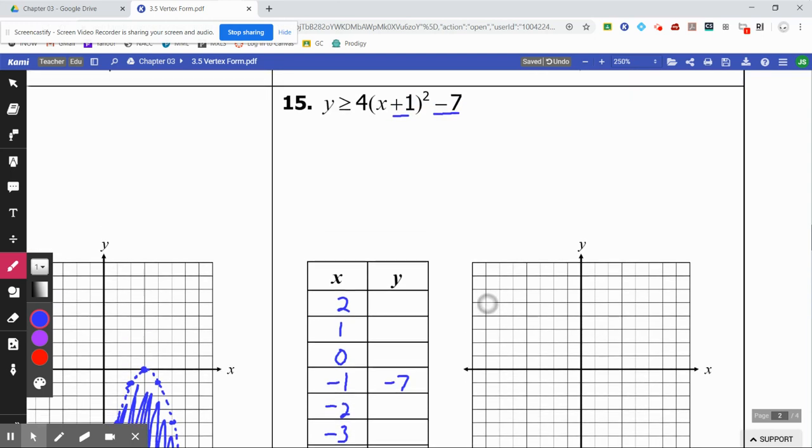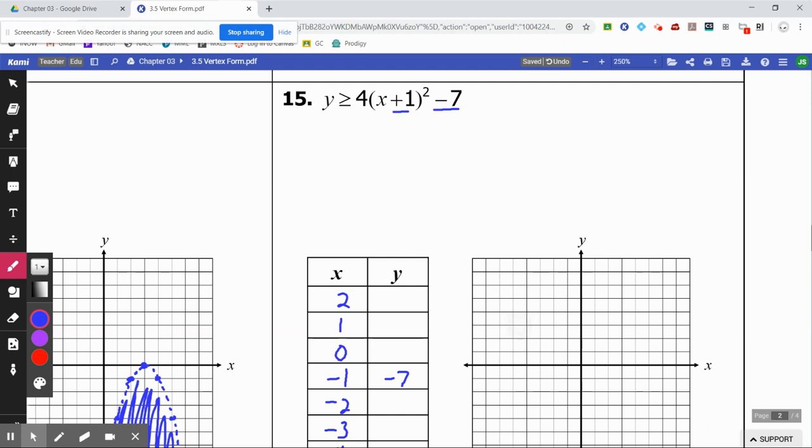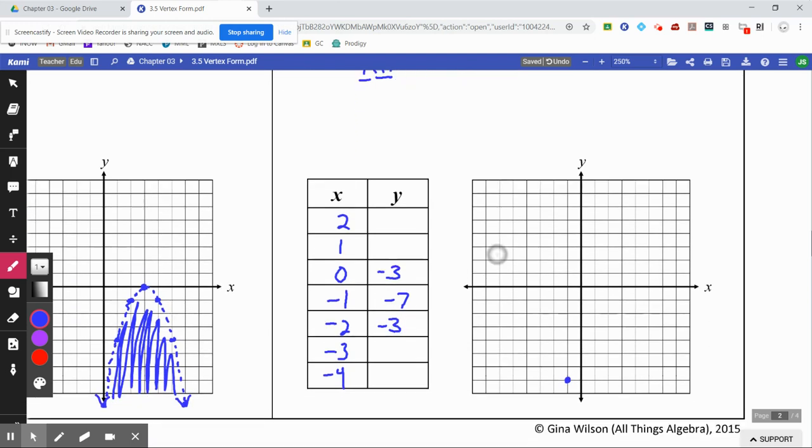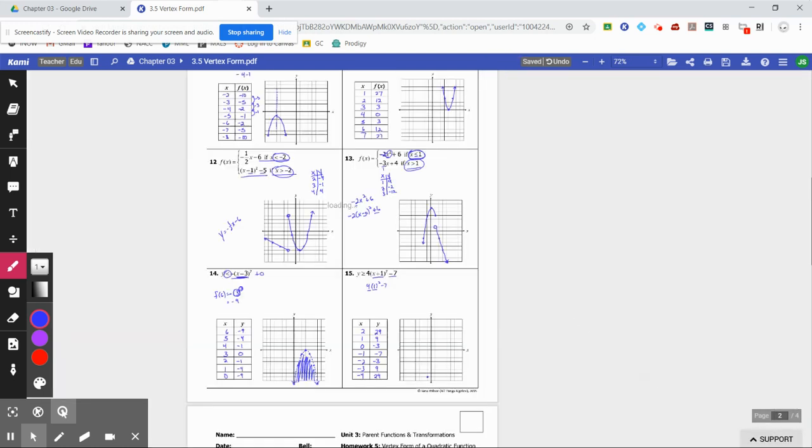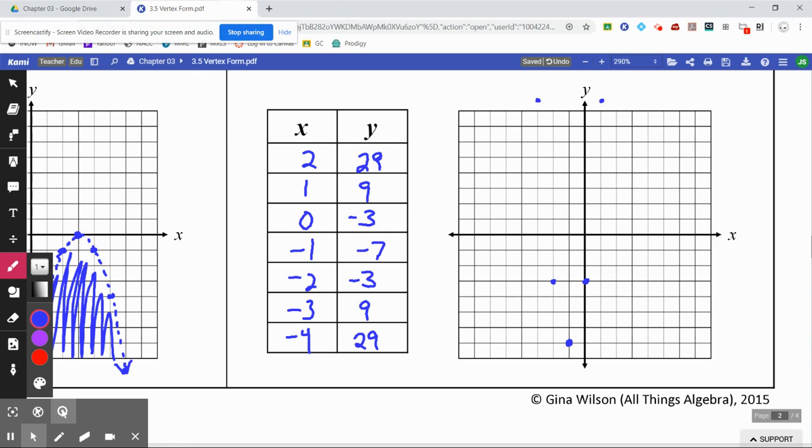When we plug those in, plugging in 0, again, add first. That'd be 1. So 4 times 1 to the second minus 7. 4 times 1 would be 4, minus 7 would be a -3. And again, you can mirror that to the other side. Do that for all of your points. And there's what you get. Let's plot our points. So 0, -3. And there's what they'll look like.